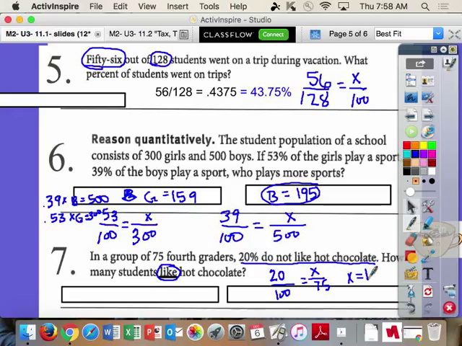So 15. What does that 15 represent? Those who do not like hot chocolate. So how do I figure out how many people do like hot chocolate? Well, I can take my 75 students and I can subtract the 15 who do not. And what does that give me? 60 who do. Okay? So this is my total answer, 60.